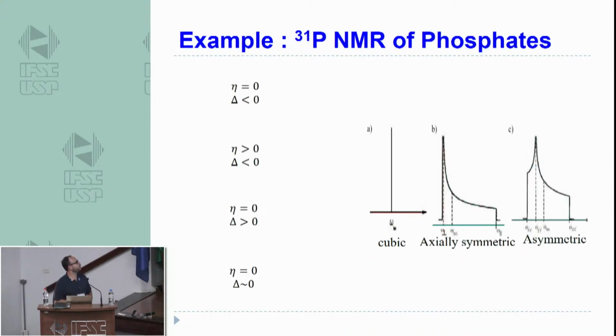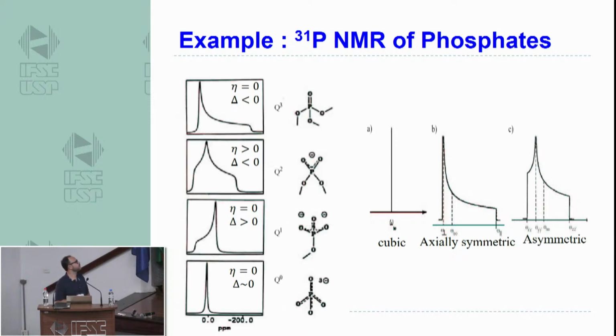This is an example for phosphates, for example. So for Q3 species, we have an axial symmetry. The same applies for Q1. The difference is that for Q3, we have a delta smaller than 0, and for Q1, we have a delta larger than 0. For Q2 species, we have no symmetry at all.